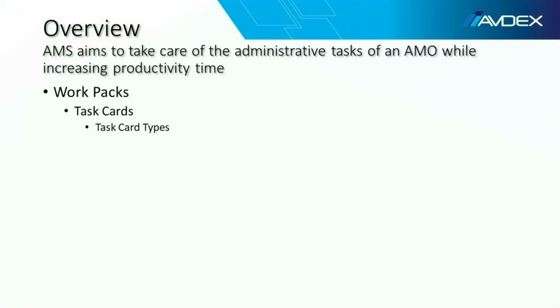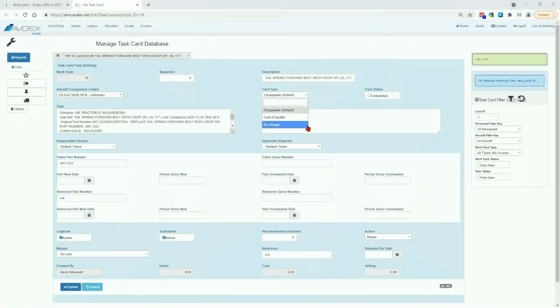Task card types. The task card is configured to one of the following types. Chargeable item, used when the costs will be recovered from the client. No charge item, used when the costs will be included in the work pack, but not recovered from the client. Cost of quality, used when work is done due to a quality-related issue and will not be recovered from the client.